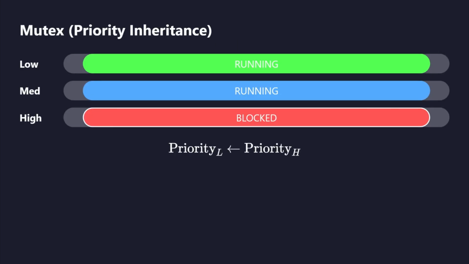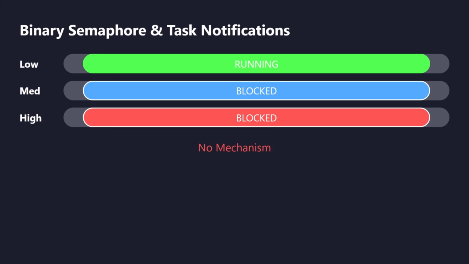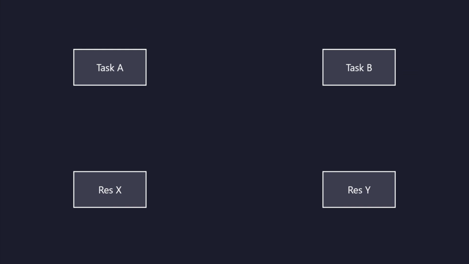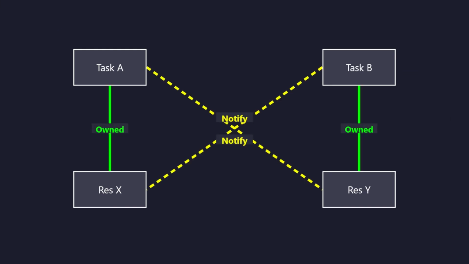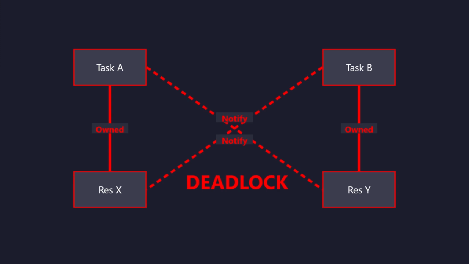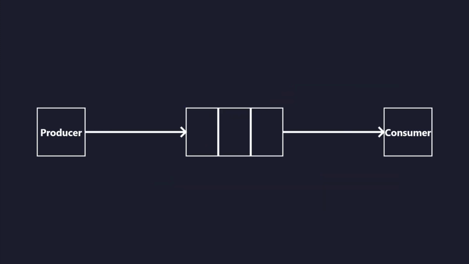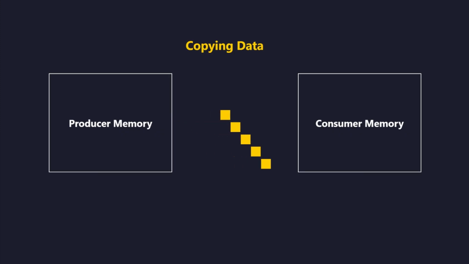While mutexes support priority inheritance to prevent priority inversion, neither binary semaphores nor task notifications possess this mechanism. Using task notifications for resource management is risky because they do not track ownership, making it easy to create a deadlock situation. A common design pattern is to use a task notification to signal that a new data structure is ready in a pre-allocated buffer.